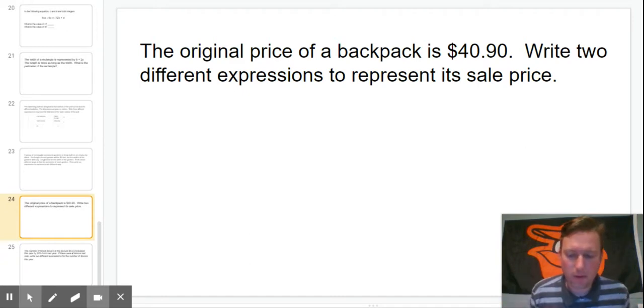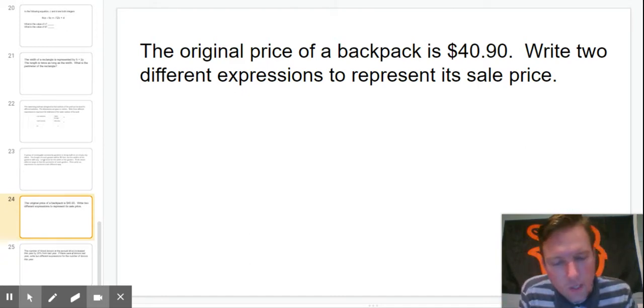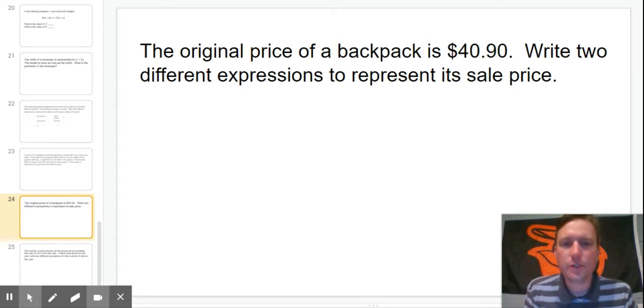But today, as we get into today's lesson, we're going to be writing equivalent expressions using percents. This is similar to what we've been working on a little bit, but we're going to look at multiple ways of expressing or writing a problem such as this one today. It says the original price of a backpack is $40.90. Write two different expressions to represent its sales price.